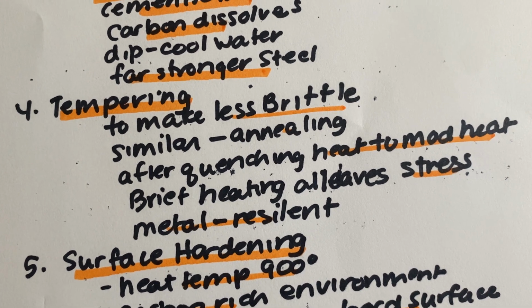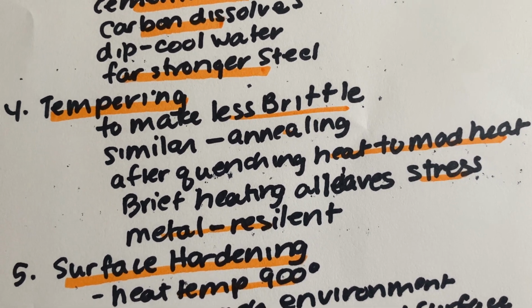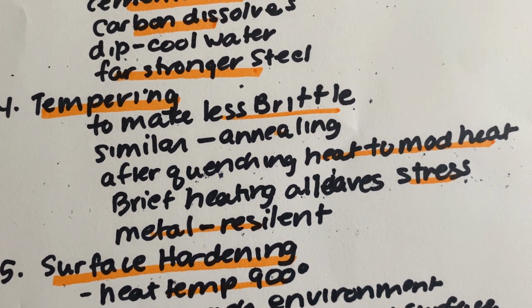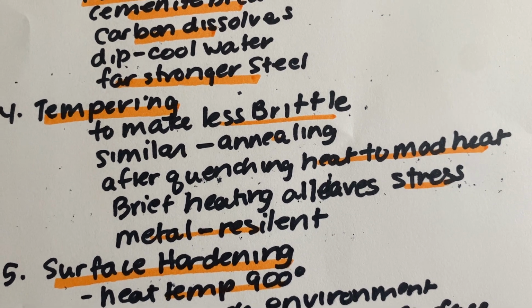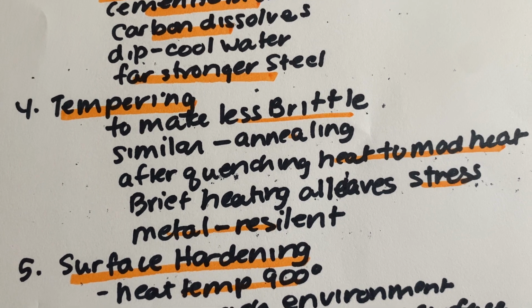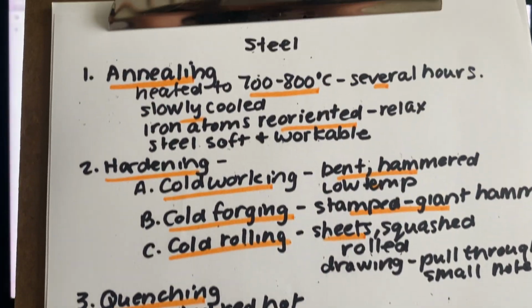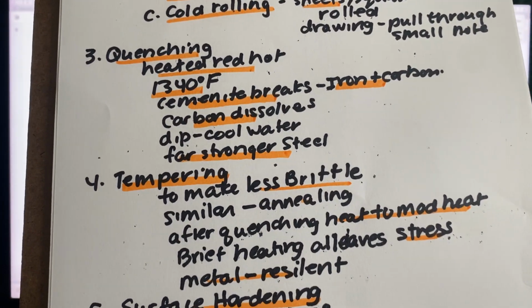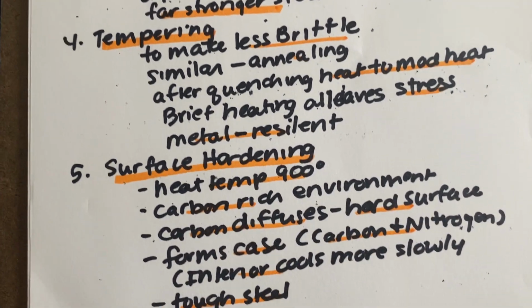After quenching, heating to a moderate heat for brief periods relieves the stress, and then the metal becomes resistant. So annealing and tempering are quite alike. And then on to surface hardening.